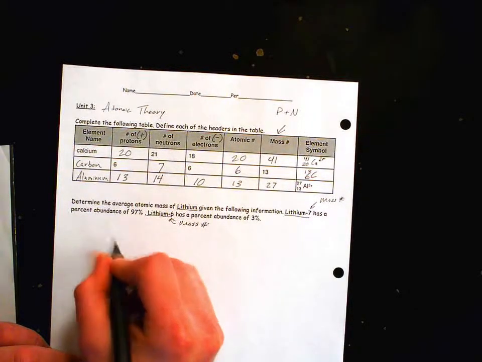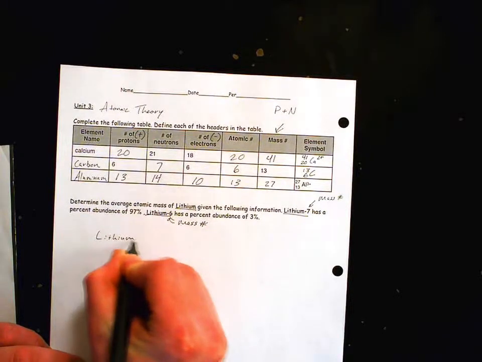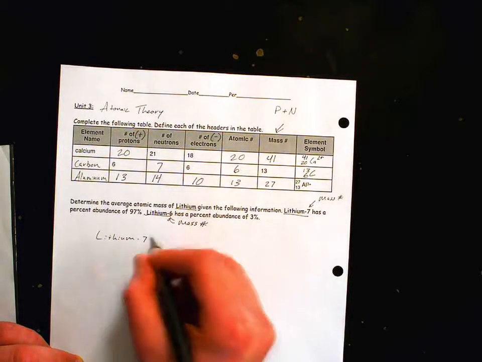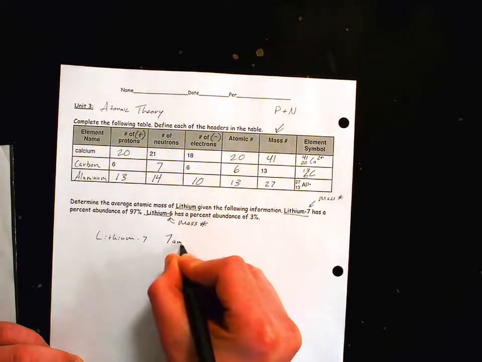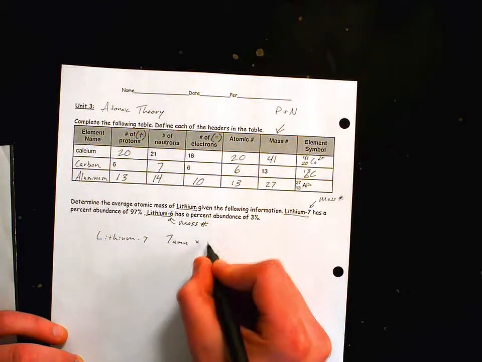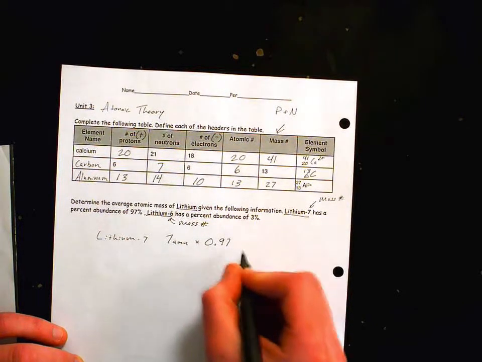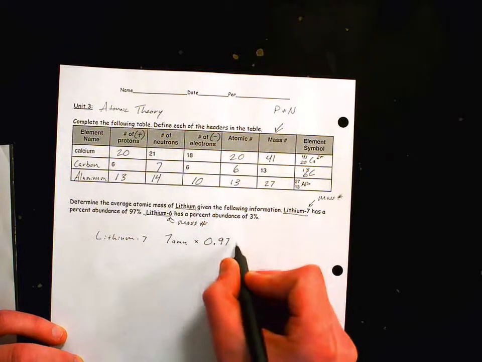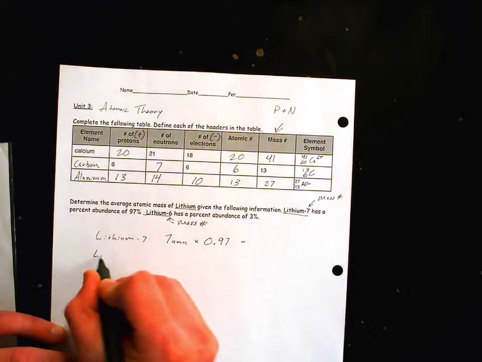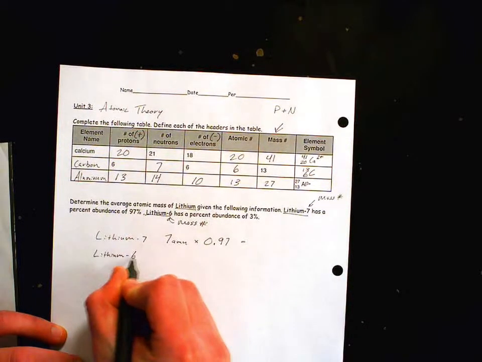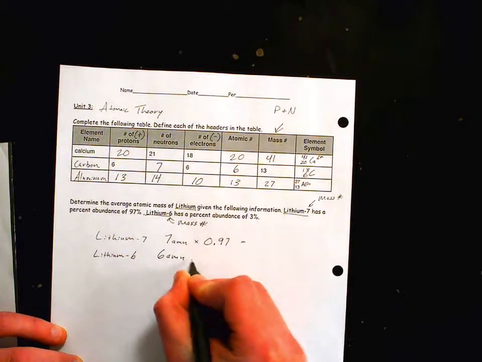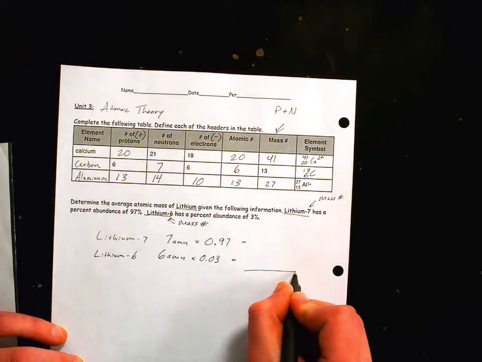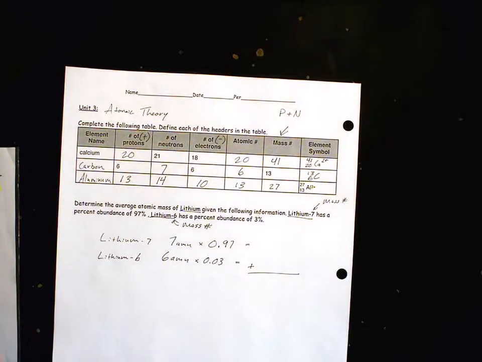Okay, so take your lithium-7 isotope. To find the contributed mass from lithium-7, take the number 7, multiply it by the percentage abundance. Remember, when we use a percentage to calculate things, we have to move the decimal place over 2 places. Okay, you're going to get a calculation there. Do the same thing for lithium-6. Take your mass, multiply it by the percentage. Okay, and you're going to add these 2 values together.